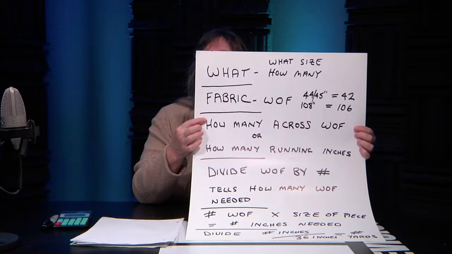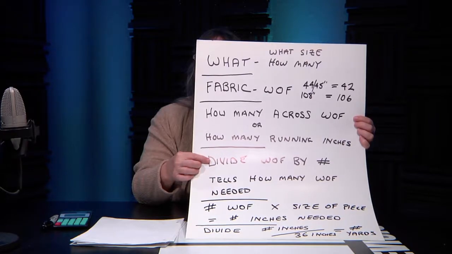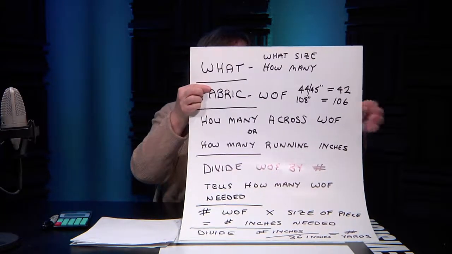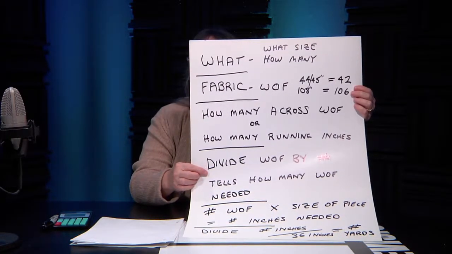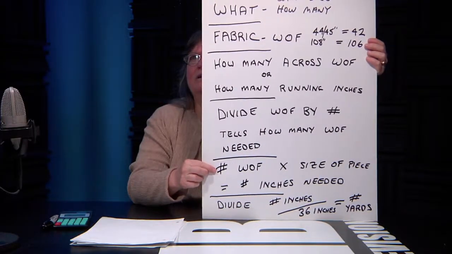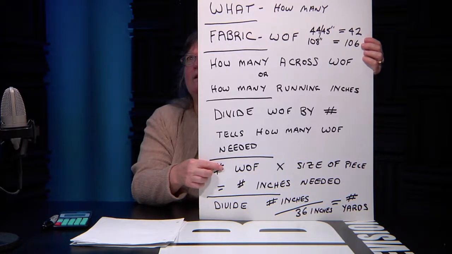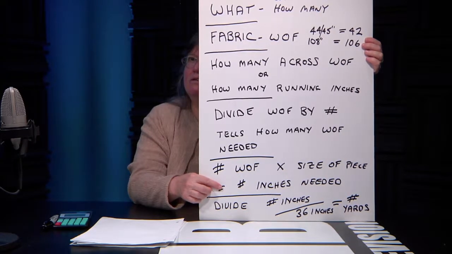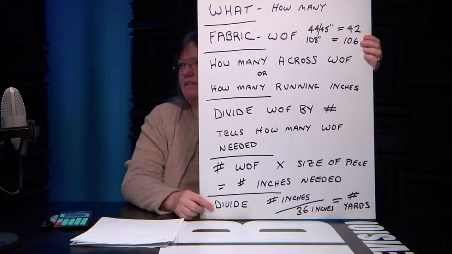And then you have a number here from either one of these, and you divide your width of fabric, which is the 44 or 106, and it tells you how many widths of fabric you need. Then you multiply the number of widths of fabric by the size of your piece. So if you have a 5-inch piece, you multiply that, and that'll give you the number of inches across your fabric that you need. And then to figure out how many yards you need, you divide that.